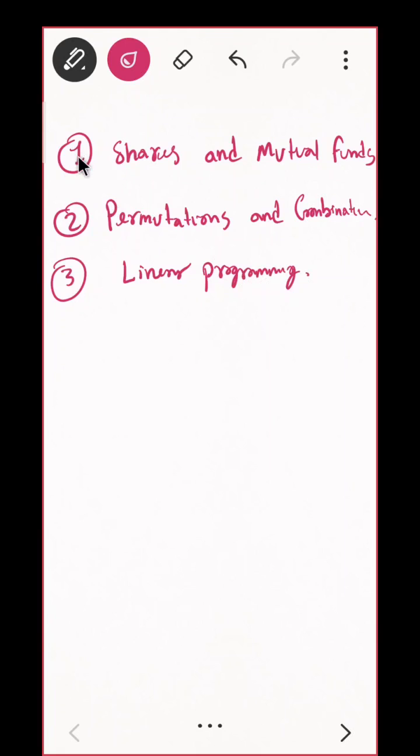Okay. So this is your unit 1, the above chapter, and this is your unit 2. There are two units which I will be doing. In the mathematics part, two units are assigned to us. Last year I started with shares and mutual fund first. So I would like to start with permutation and combination this year. So we will be starting with the chapter permutation and combination.